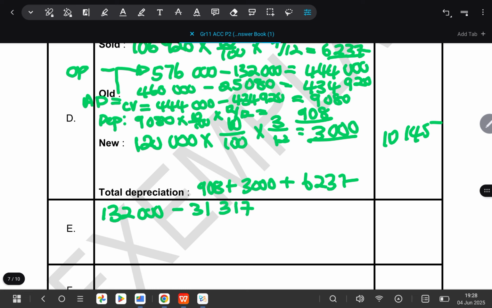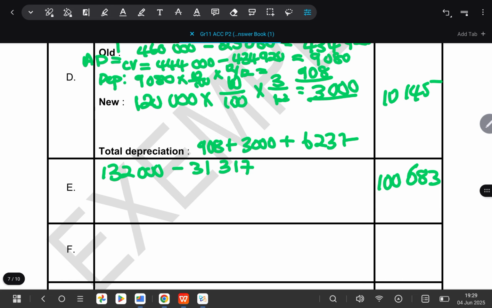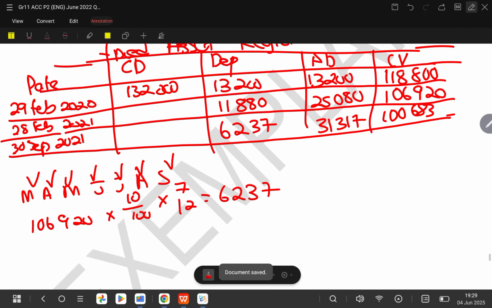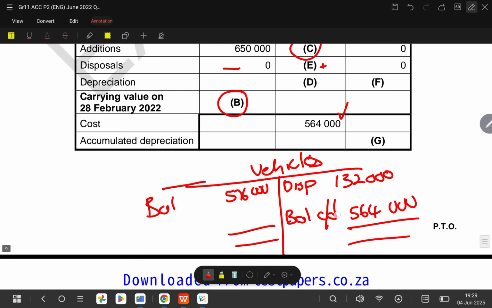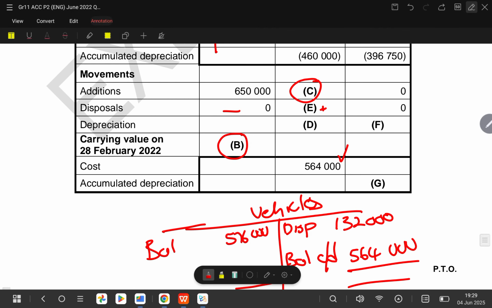So let's see. You say 132,000 minus 31,317. It gives us 100,683. Okay, then we are done. Let's get the next one. Next one, it's number F. What do they want us to calculate in number F?